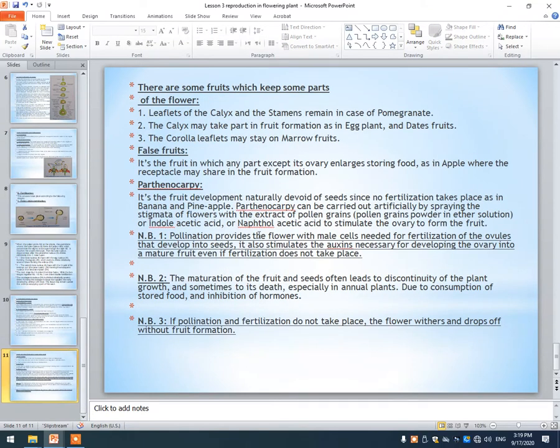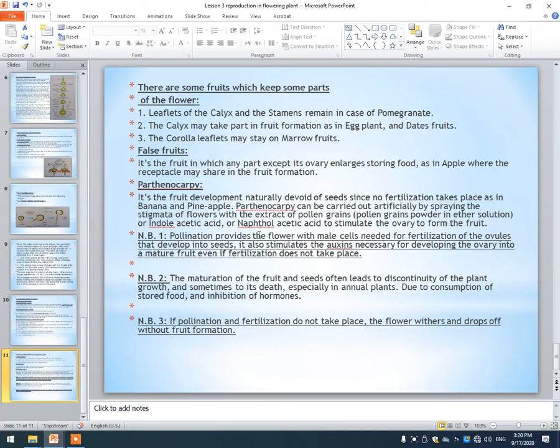There are some fruits which keep some parts of the flower. The leaflets of the calyx and the stamens remain in the case of pomegranate. The calyx may take part in fruit formation, as in eggplant and dates. The corolla leaflets may stay on marrow fruits.